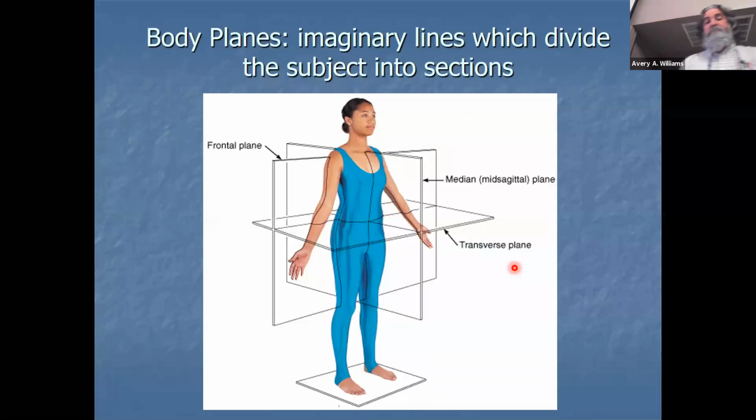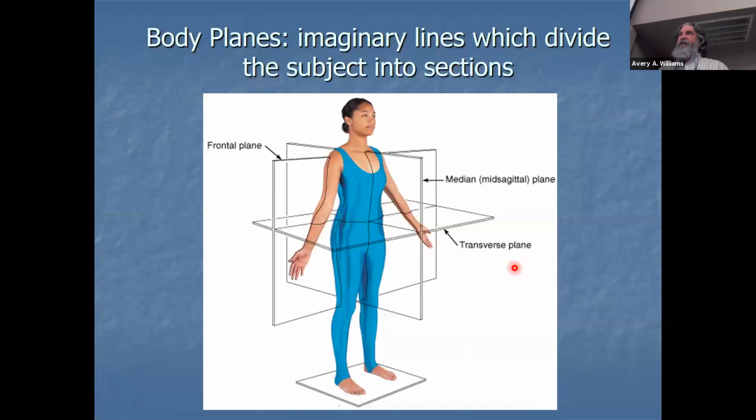Okay. So, directional terms, regions. Now we're going to start chopping people up. You chop them up in certain ways, not just randomly. We have to identify the body planes and segments of individuals, and they have names. So here are body planes. Body planes are imaginary lines that divide your subject into sections, and we identify these different planes or sections. Planes and sections can be used interchangeably.